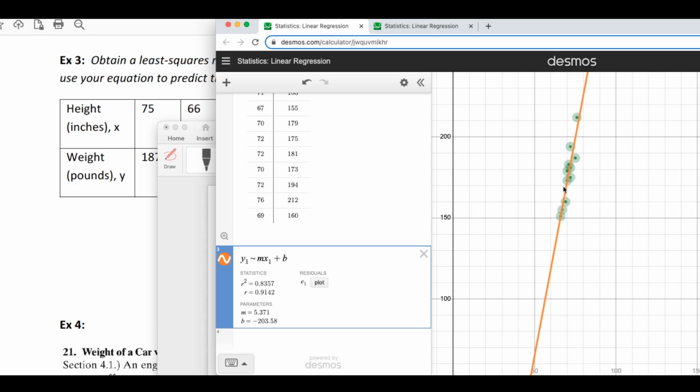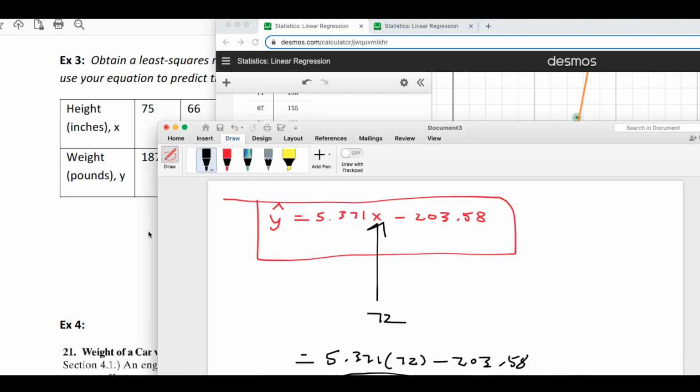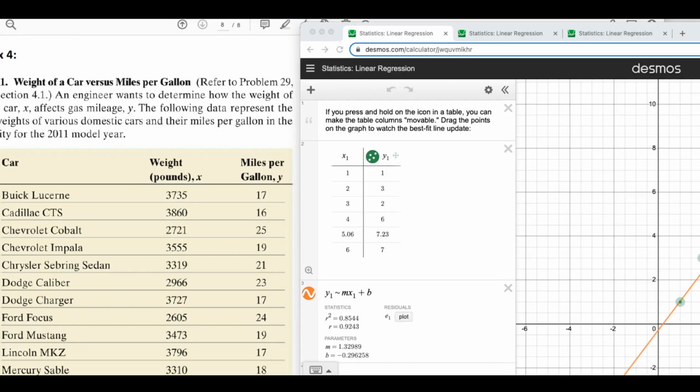It's not always going to be exactly the same value, or it doesn't guarantee it. But the stronger the R value, the more reliable this equation is. Okay? So let's look at this problem together.